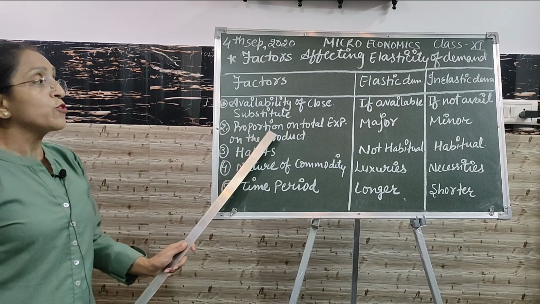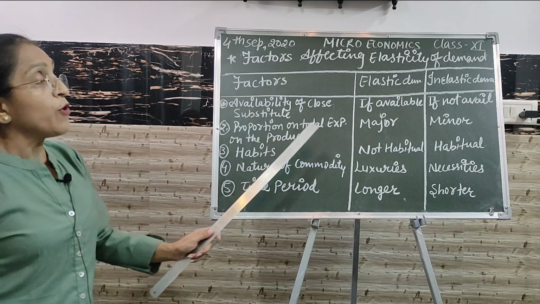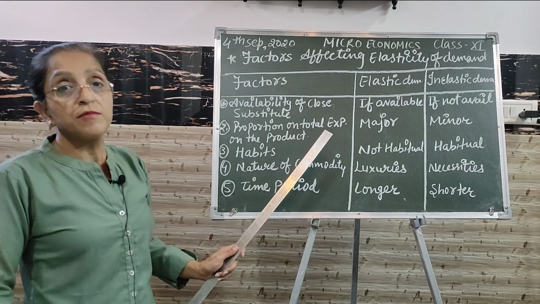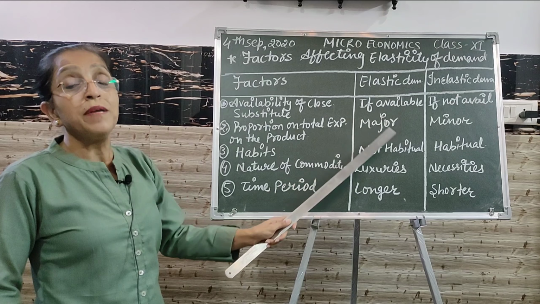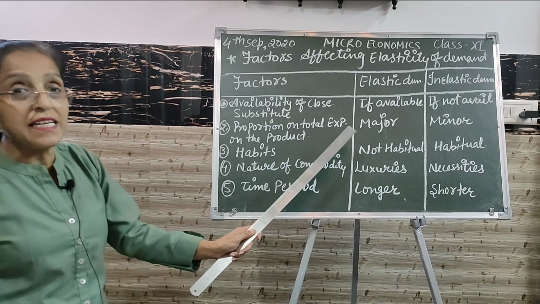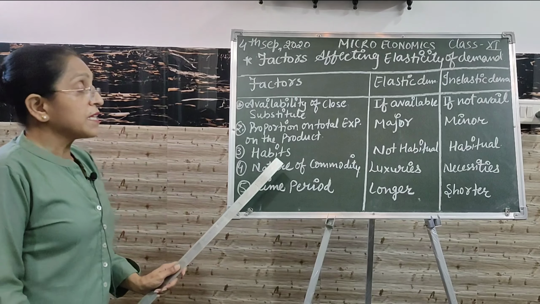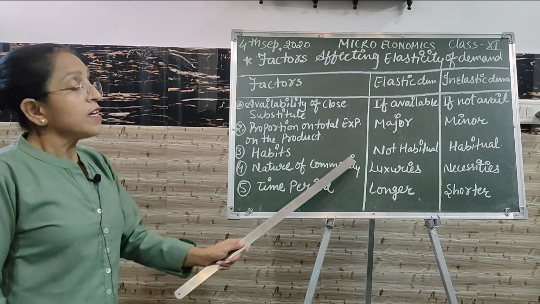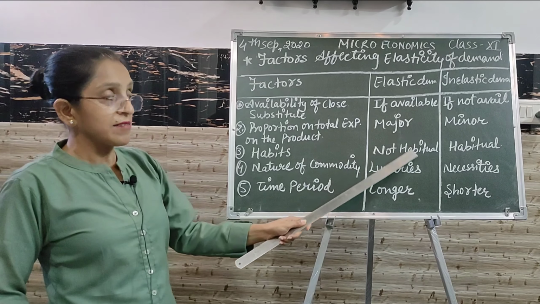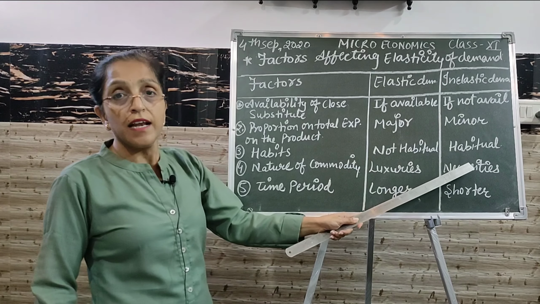Number second, proportion of total expenditure on the product. It means if you are spending a major proportion on goods like AC, plasma TV, etc., then the demand will be elastic. When the commodity involves less expenditure, minor expenditure, then the demand will be inelastic. Number third, habits. If the person is not habitual of any commodity, then the demand will be elastic. If the person is habitual of any commodity, then the demand will be inelastic.